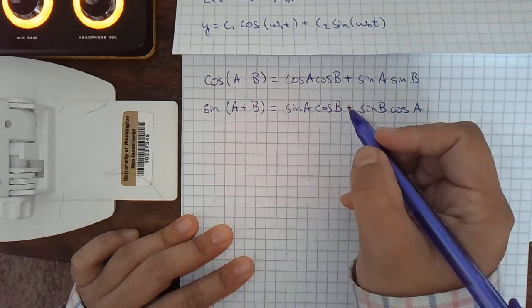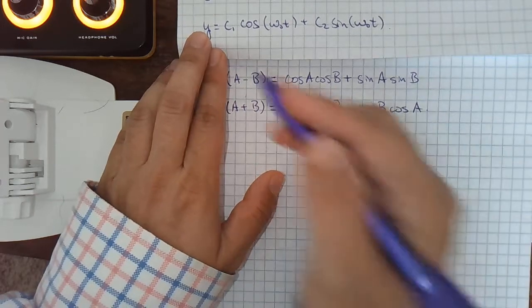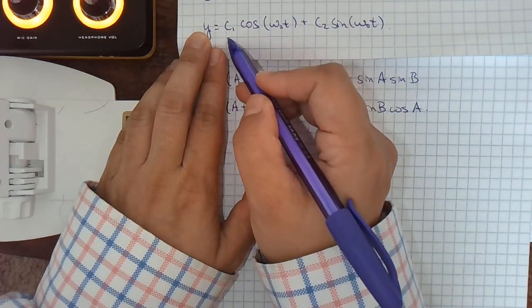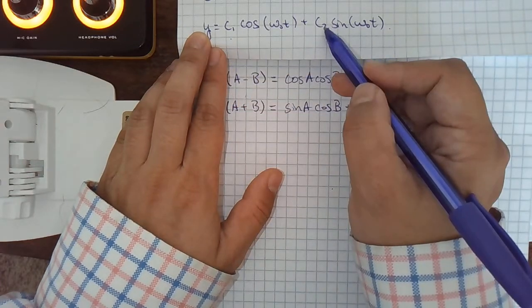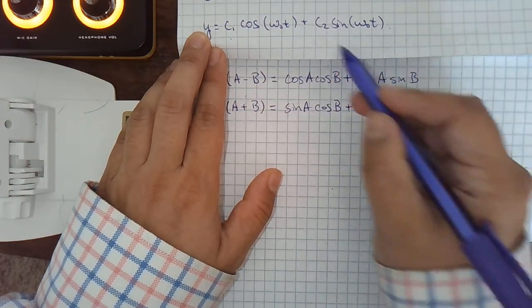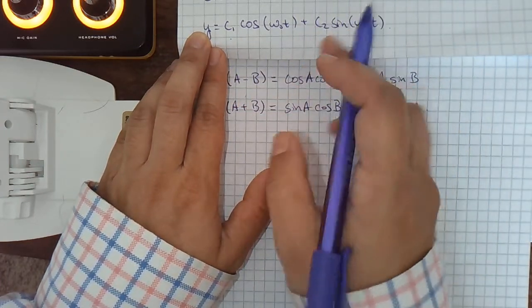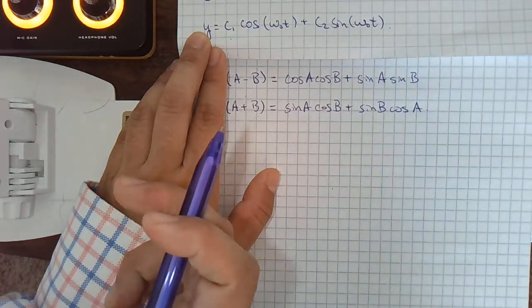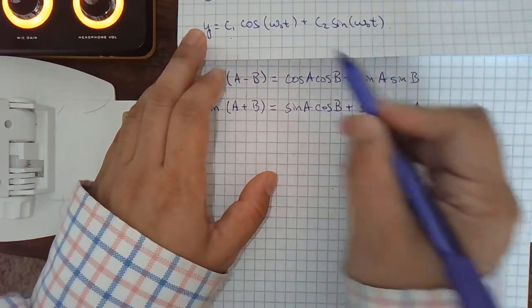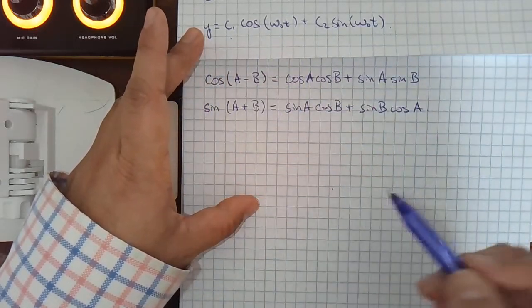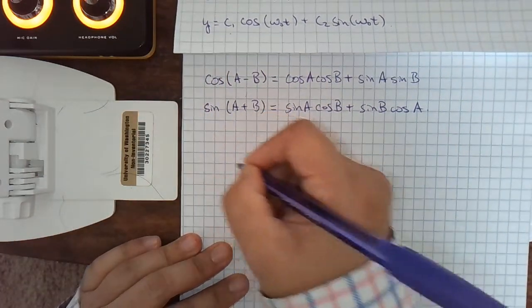Okay, so what I would like to introduce is I would like my C1 to be cosine of some angle times some number, and C2 to be sine of the same angle times some number. That way I can factor out that number. It's going to be the same number. And then I'm going to be able to use this formula to write the whole thing as a single cosine. Okay, how do we do that?